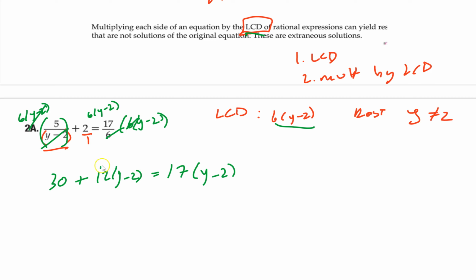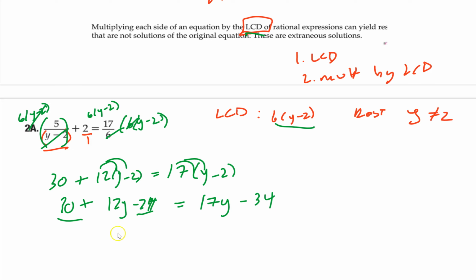So then we just solve like normal, right? Distribute. See some more of my bad math. 12y − 24 equals 4. Distribute: 17y − 34. As always, let's simplify first, right? 30 and negative 24 are on the same side, so I just add them. So I get 12y + 6 equals 17y − 34.